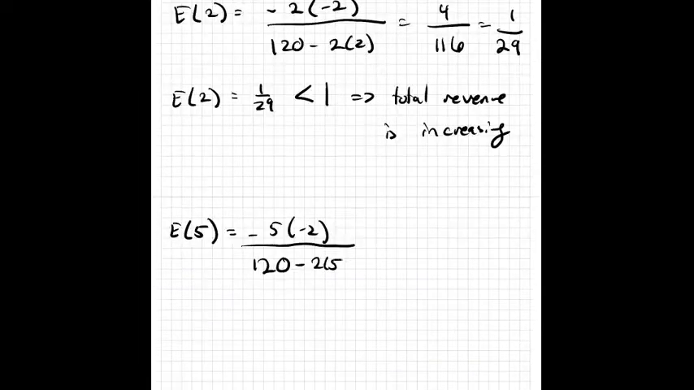This is like irking me. This has to be on the same line. There you go, that's better. On top, we get 10. On bottom, 120 minus 10 is 110. We can knock off the trailing zeros, and we get 1 over 11.